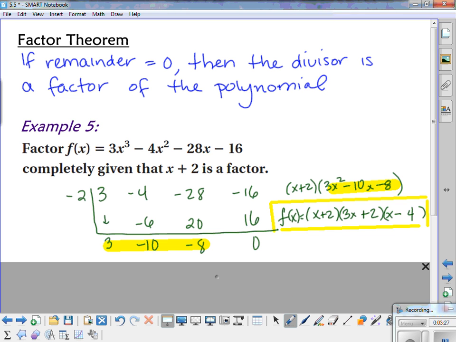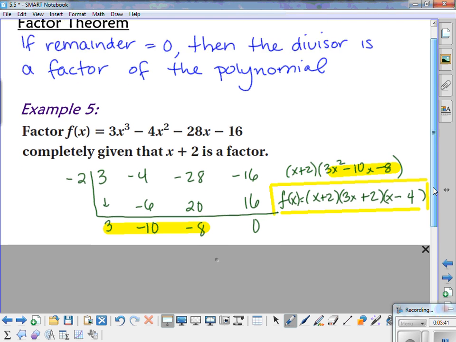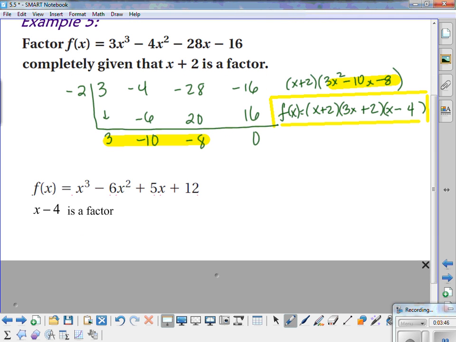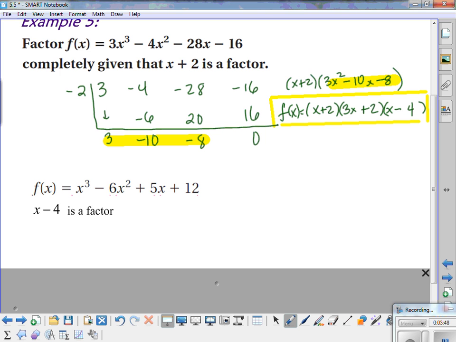So f of x would equal x plus 2 times 3x plus 2 times x minus 4. Does that make sense, what I did? We're using synthetic division to get it down to something that's easy to factor. All right, so let's take a look at this one. We've got f of x equals x cubed minus 6x squared plus 5x plus 12. And x minus 4 is a factor. Am I missing any coefficients? No, I'm not. So I've got 1, negative 6, 5, and 12. And I put a positive 4 on the outside.